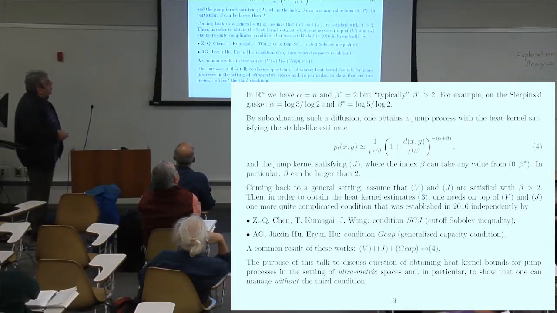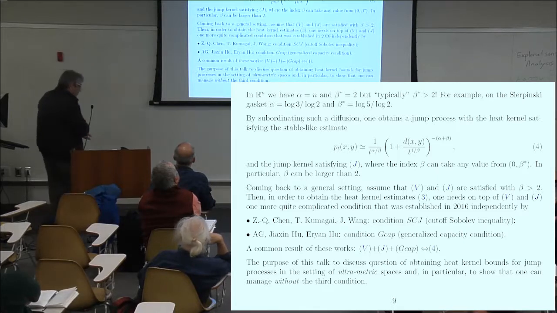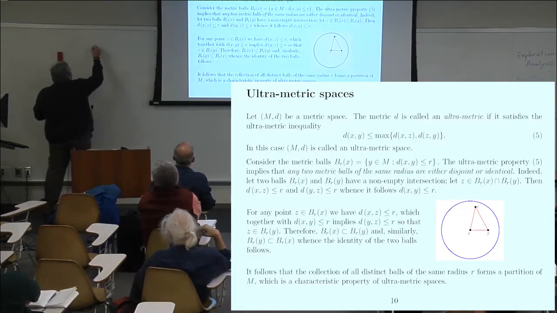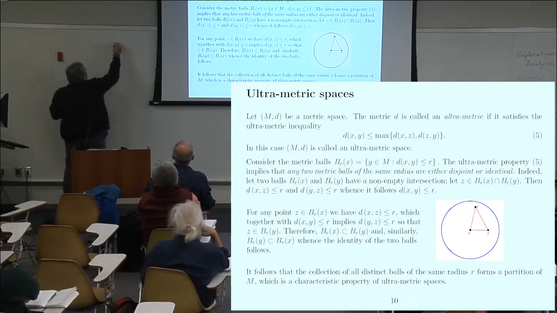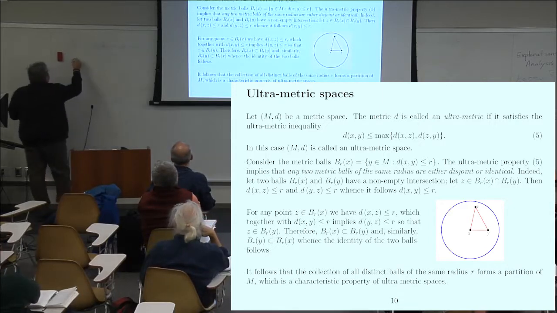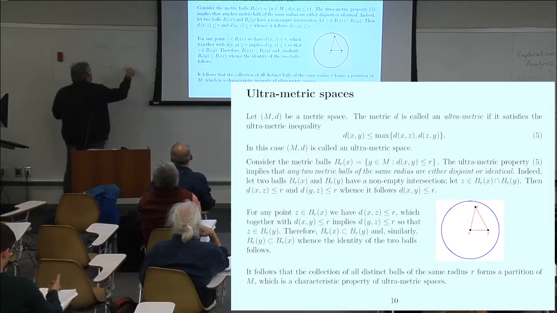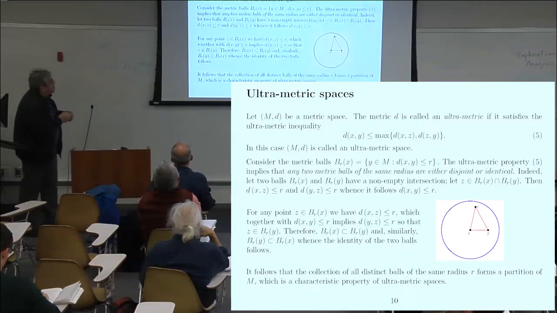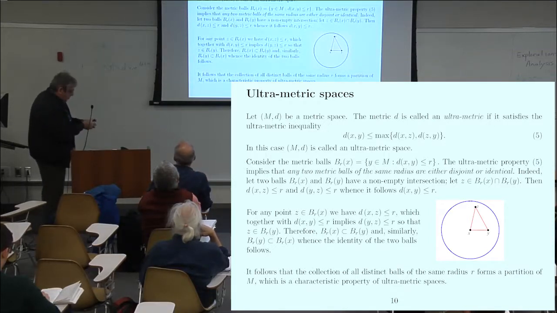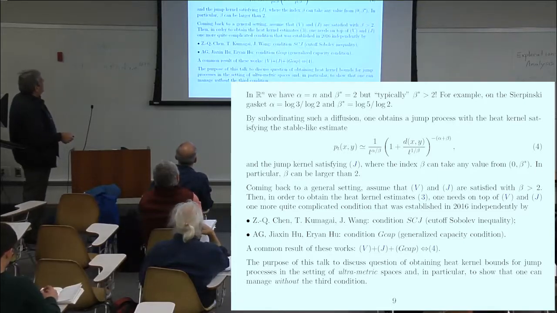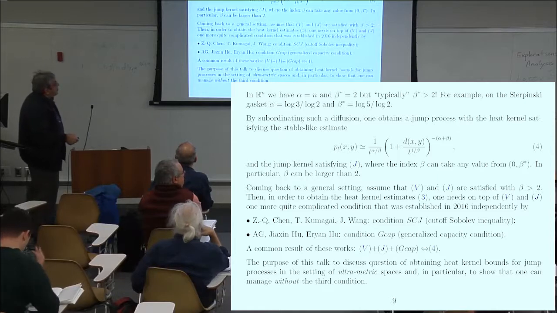Now the question becomes more complicated. Assuming that we're far away from this, the volume condition V was the condition that the measure of every ball in this metric space in question is of order R to the alpha, and the J condition was that the jump kernel is of order distance between x, y to the power minus alpha plus beta, right? So assuming these 2 conditions, that was enough in the case beta smaller than 2, but one still can ask what happens for general beta, if beta is larger than 2.